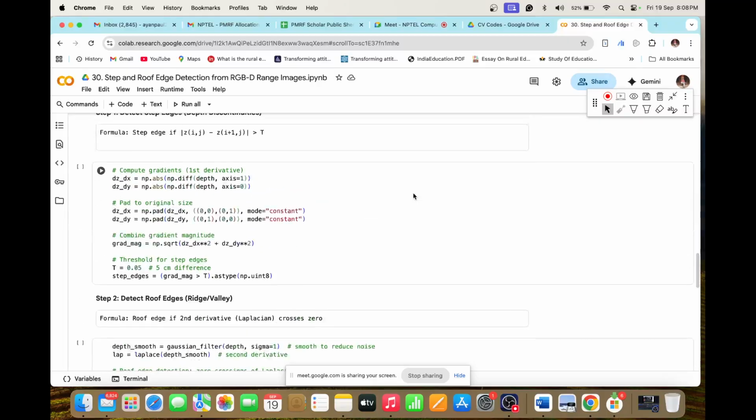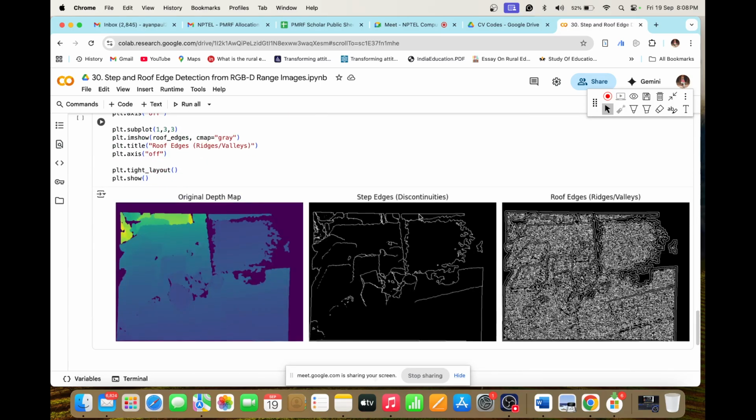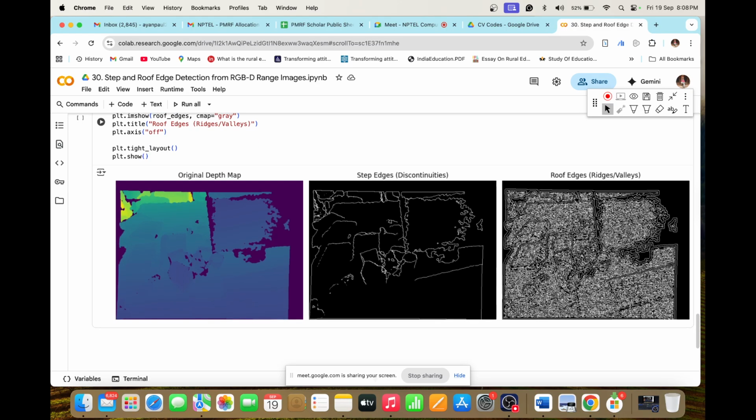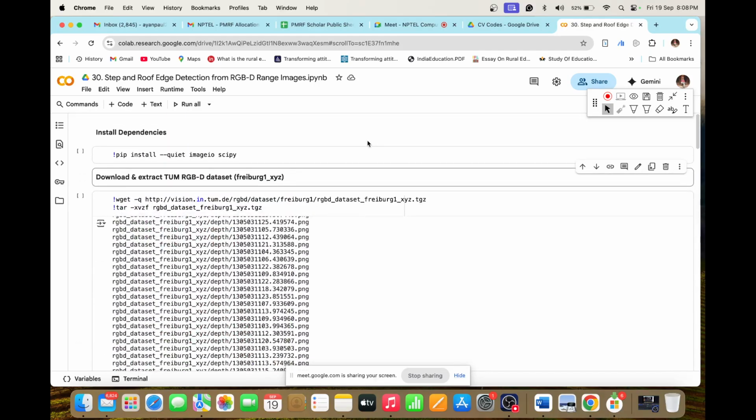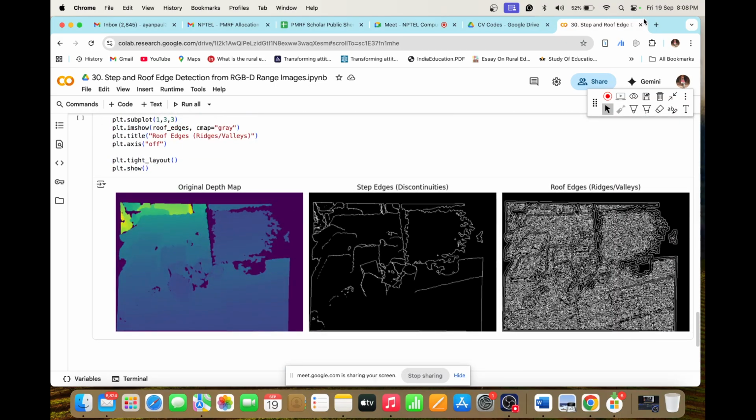Okay, so this is the depth map, or you can say a range image. Range image means for each pixel you can get the distances. And these are the step edges, and these are the roof edges. Step edges and roof edges mean different types of discontinuity. So this is regarding how we can get step edges and roof edges. From this code you can understand how to get the step edges and the roof edges. Okay, so this is one code.